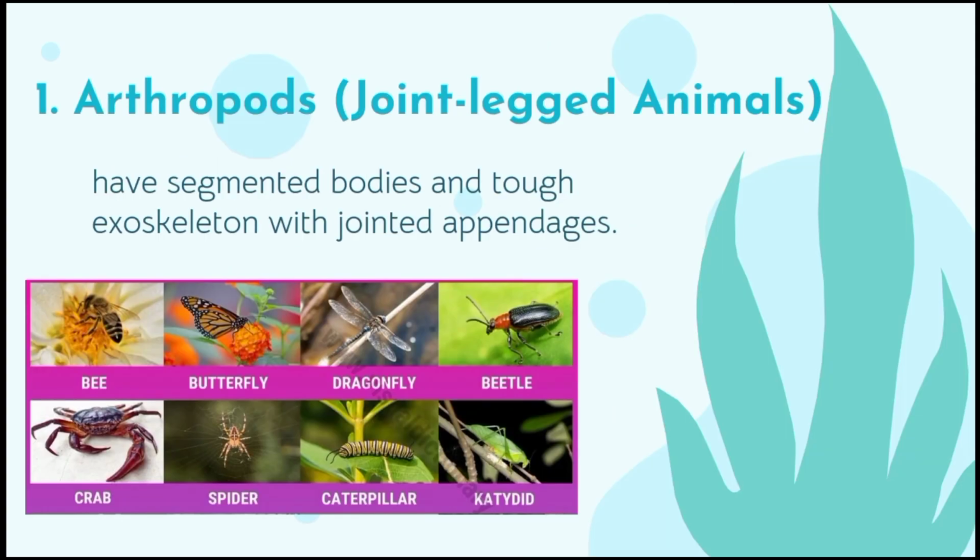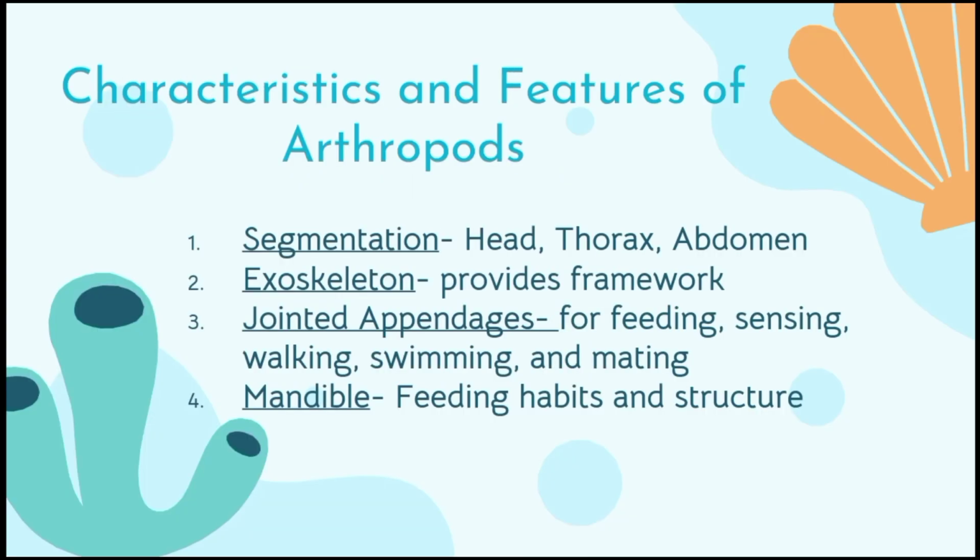First, when we say arthropods, they are also called joint-legged animals. Arthropods have segmented bodies and a tough exoskeleton with jointed appendages. Those animals are the examples. Here are the characteristics and features of arthropods.